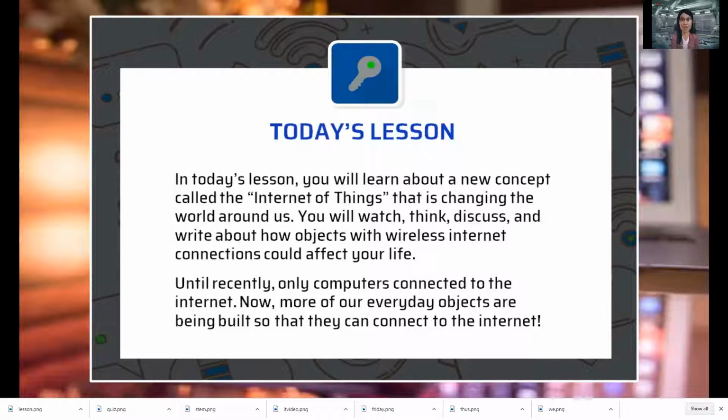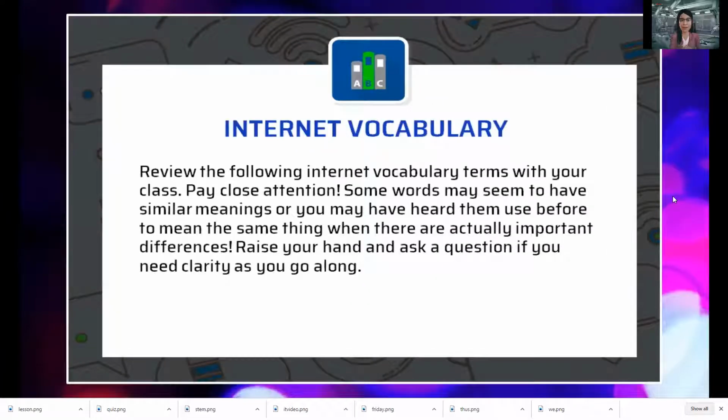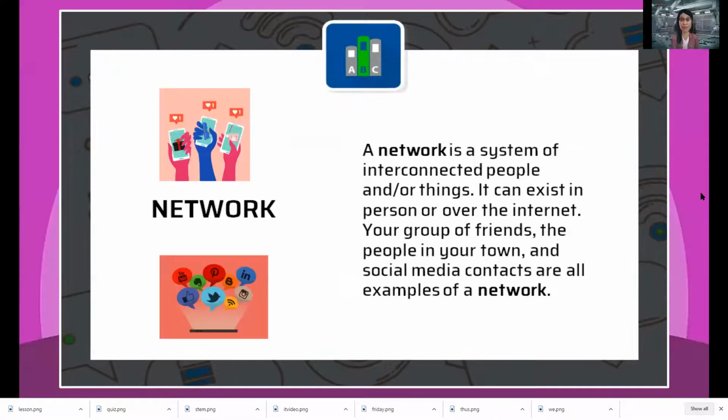Until recently, only computers connected to the internet. Now, more of our everyday objects are being built so that they can connect to the internet. Review the following internet vocabulary terms with your class. Pay close attention. Some words may seem to have similar meanings, or you may have heard them used before to mean the same thing when there are actually important differences. Raise your hand and ask a question if you need clarity as you go along.